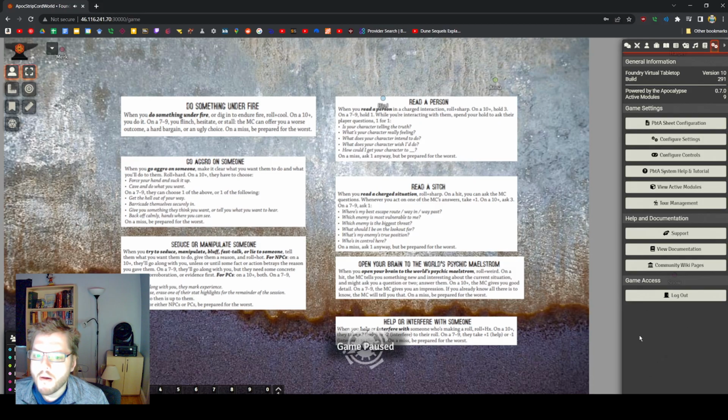So reading a person. When you read a person in a charged interaction, roll plus sharp. On a 10 plus, hold 3. On a 7 to 9, hold 1. While you're interacting with them, spend your hold to ask their player questions, 1 for 1. So hold basically means you start getting points to spend during an interaction as you feel free to ask one of these questions in this list.